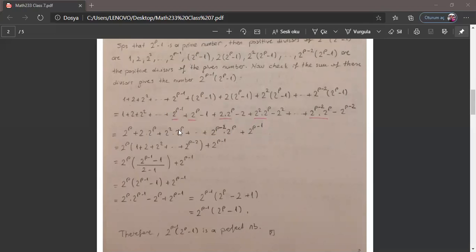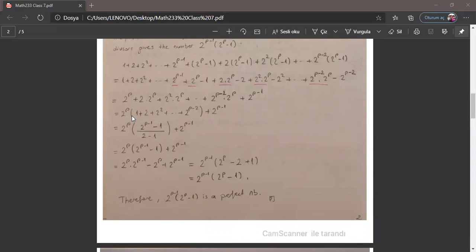Now we rewrite these ones in the parentheses of 2 to the p and get this, and still we have 2 to the p minus 1. Now what do we have? We can rewrite this sum in this form. You need to check it by yourself. So we can rewrite this sum in this form. Now here we have 2 minus 1, which is equal to 1, and we have finally 2 to the p times 2 to the p minus 1 plus this number again. Now we distribute it again and get this sum.